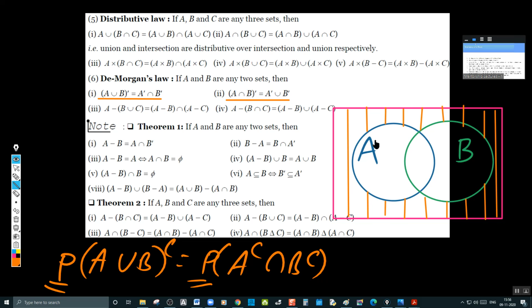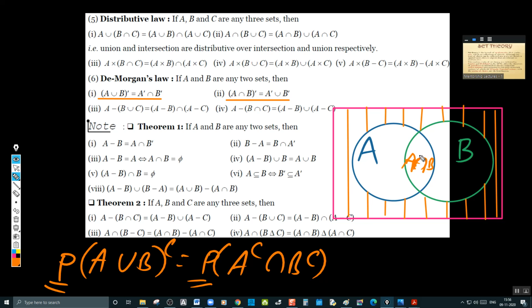What does it mean by A intersection B whole complement? Anyone, please? A intersection B whole complement means what verbally? Sir, the area outside. A intersection B, this is A intersection B. He doesn't want this. Except this, everything is needed. He doesn't want this. A intersection B whole complement.